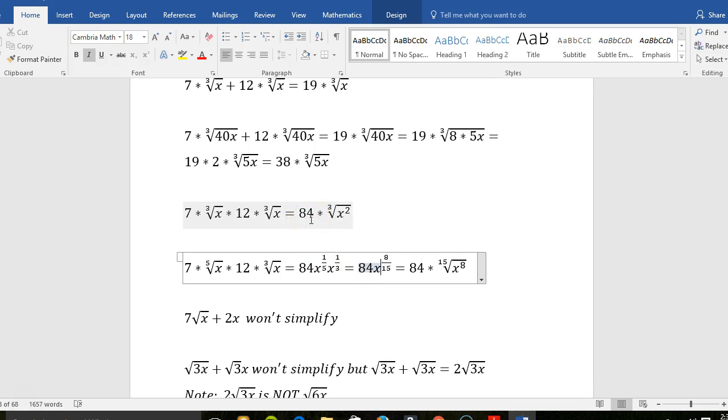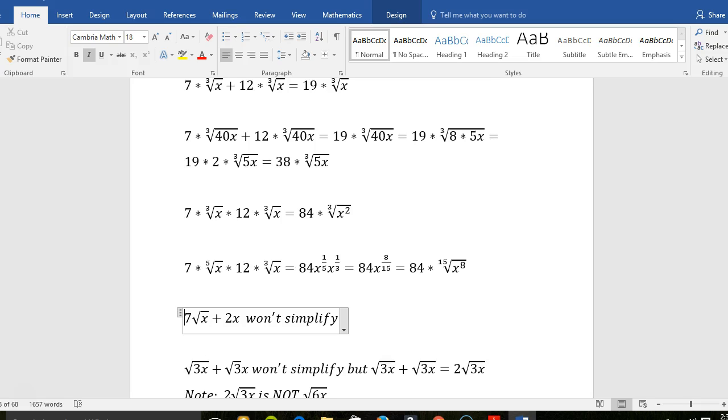But anyway, if I'd have done this up here, we'd have had 1/3, 1/3, which would have been 2/3, and it would have been this guy right here. But anyway, now let's go down here. Let's look at this guy. 7 radical x plus 2x. That's not going to simplify because this is an x. This is a square root of x, so they're not like terms. They won't simplify.